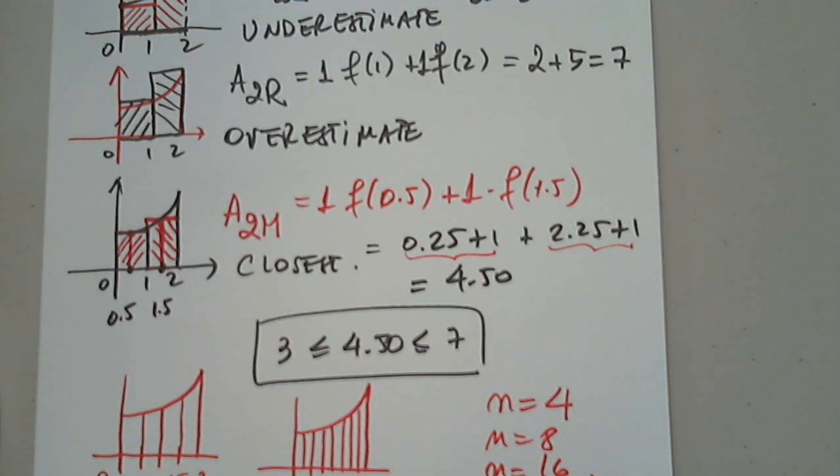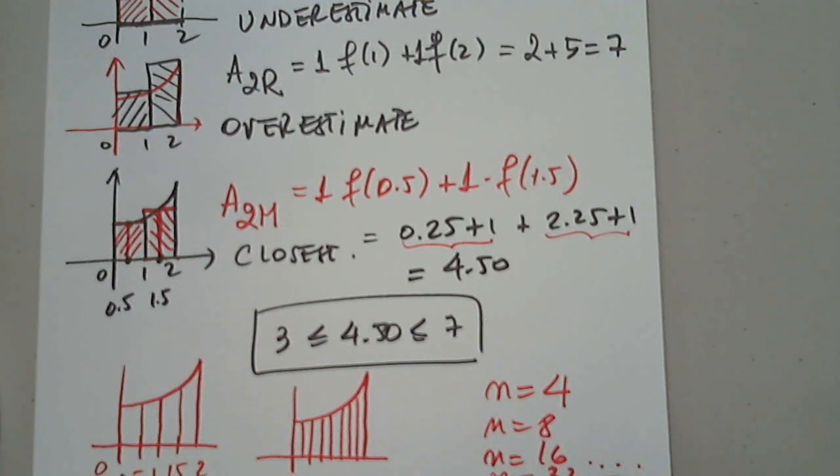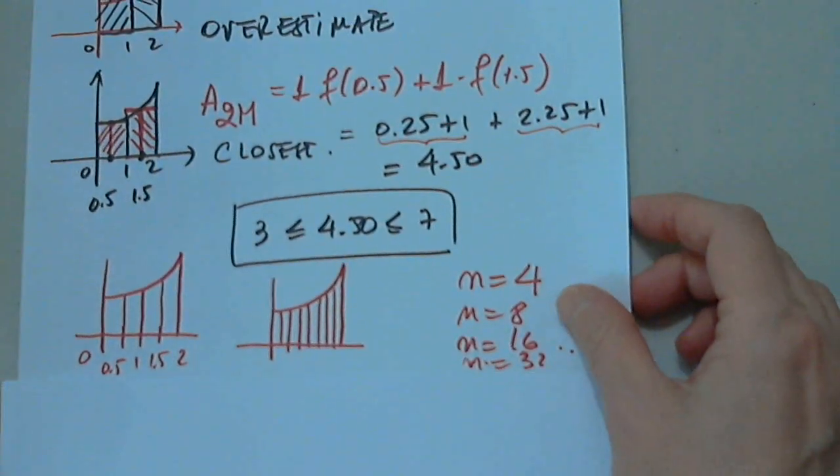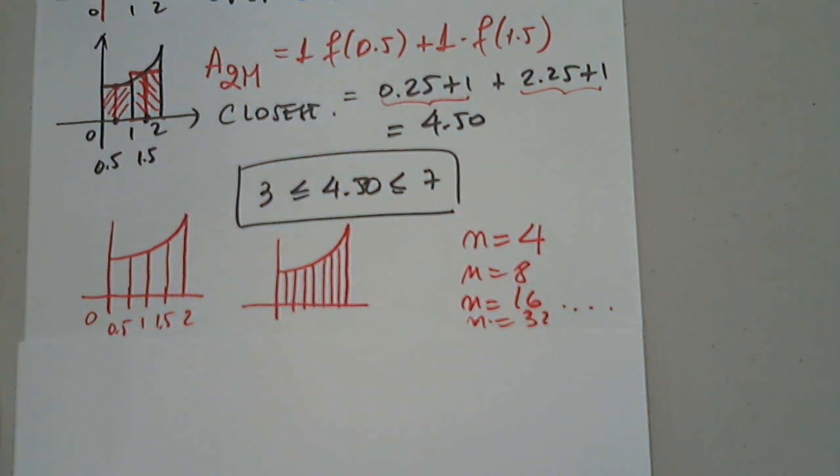Question. Do you think the approximation of the exact area with 4 is better than with 2? Yes. Of course. What about 8? What about 16? What about 32? Which one would be the best? I feel like the higher the better. Absolutely. Absolutely.